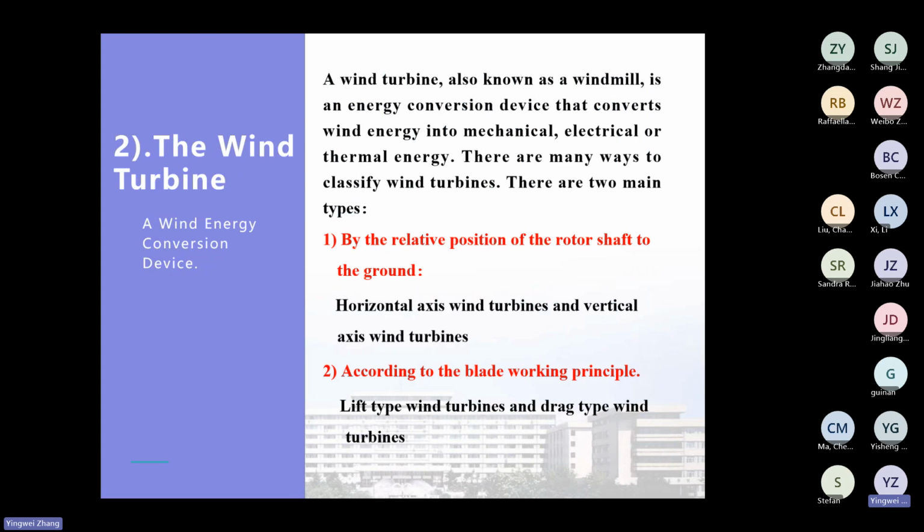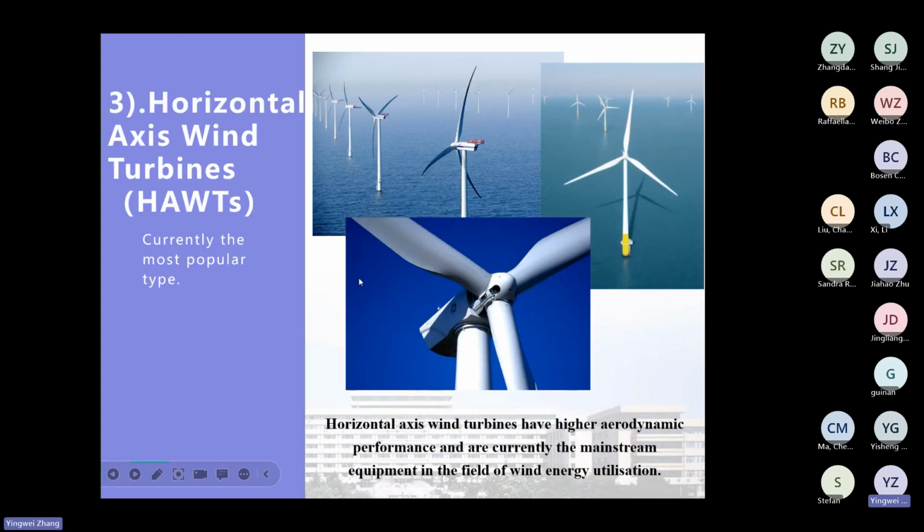Wind energy is one of the most popular renewable energy sources today. In recent decades, the energy industry has witnessed a phenomenal worldwide increase of wind energy harnessed by wind turbines. According to the relative position of the rotor shaft to the ground, they can be divided into horizontal axis wind turbines and vertical axis wind turbines.